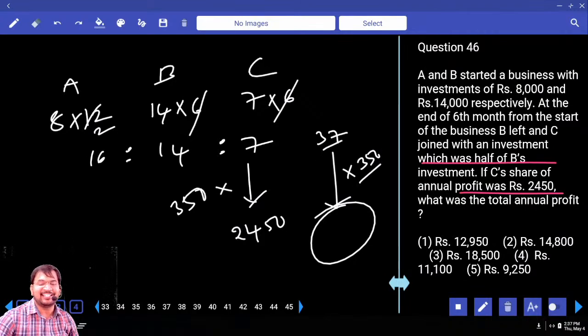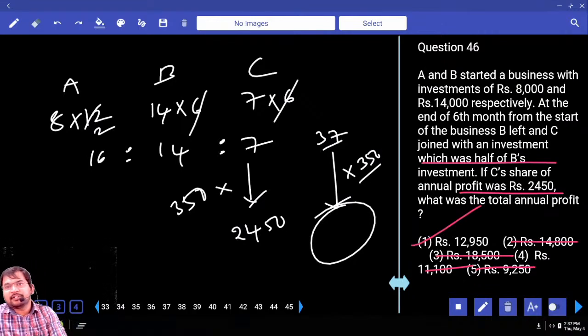35 into 35 is how much? 35 squared is 1225, and our answer is more than 1225. It is very close to 1225. 12,250 plus 700 is 12,950. We should not sit and calculate it fully. Are you clear? 35 times 35 is 1225.